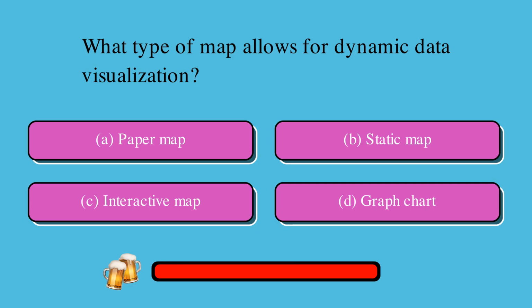What type of map allows for dynamic data visualization? Is it A, paper map, B, static map, C, interactive map, or D, graph chart? The correct answer is C, interactive map.